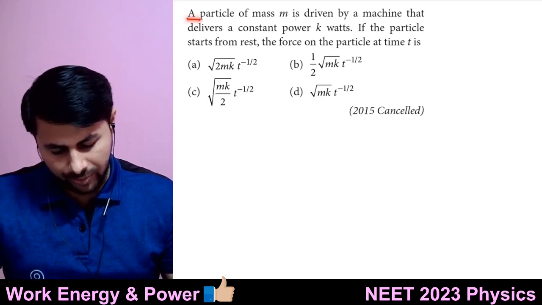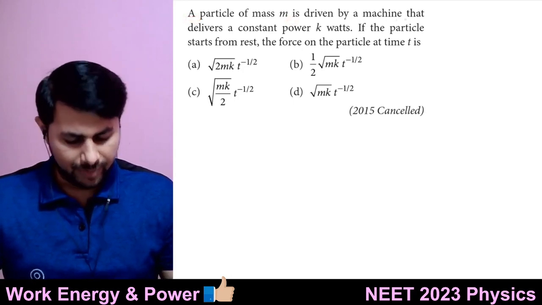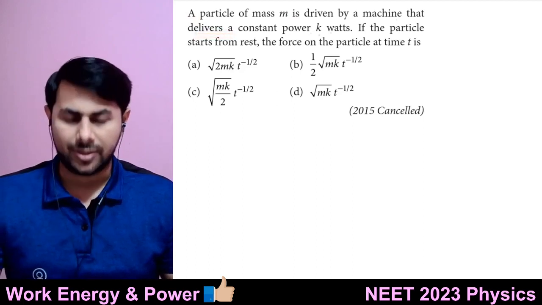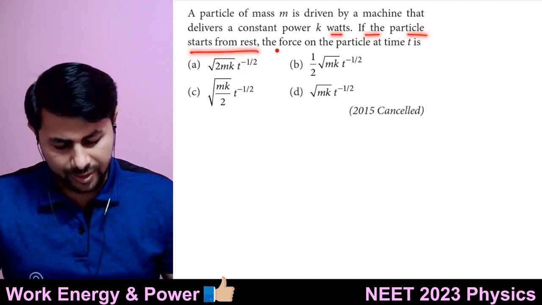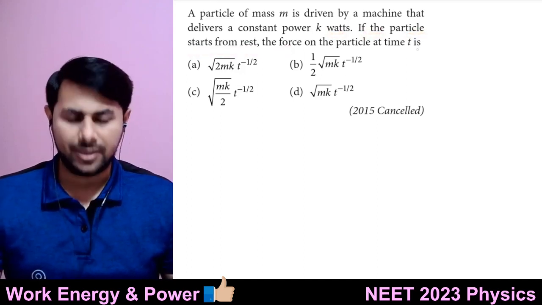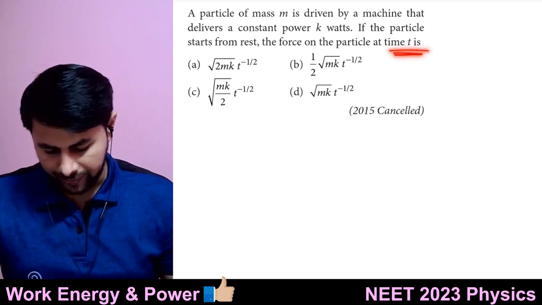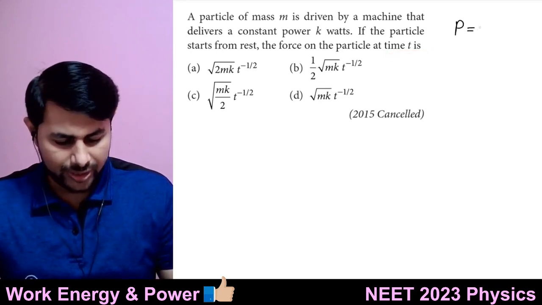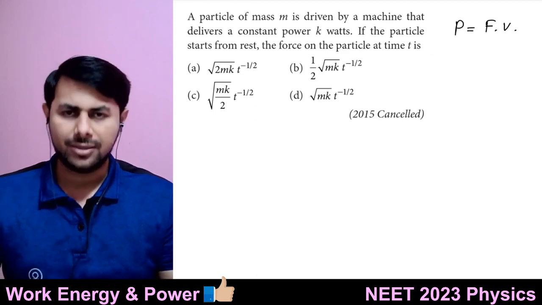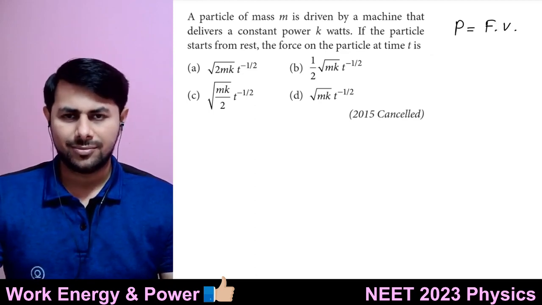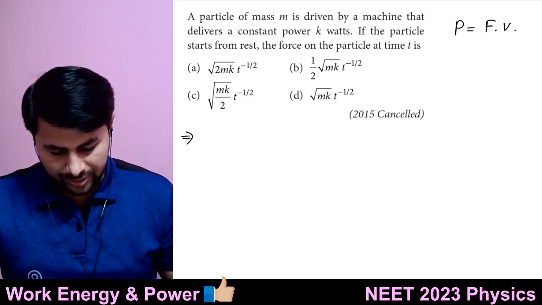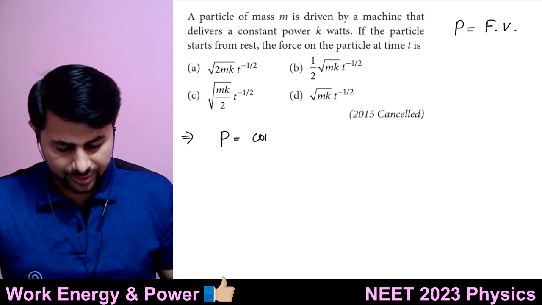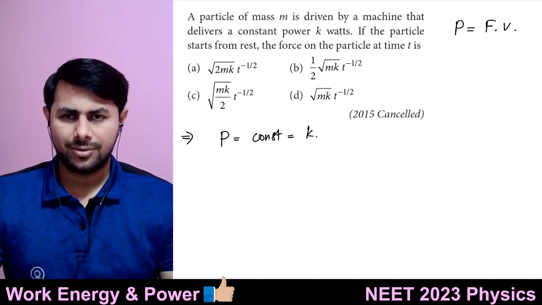A particle of mass m is driven by a machine that delivers a constant power k watts. If the particle starts from rest, the force on the particle at time t is? This is the question. So we know that power is equal to what? Force multiplied by velocity, right? Power is equal to force multiplied by velocity. And what's given? That power is constant. And how much is the power? It's equal to k.